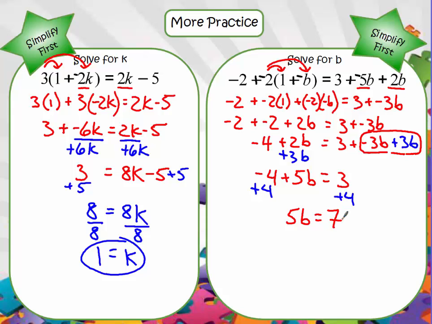Now I would use the multiplicative inverse at this point, or just divide by 5 to get the b by itself. And that tells me I have b equal to 7/5 or 1.4.